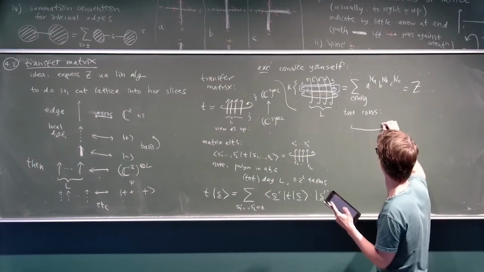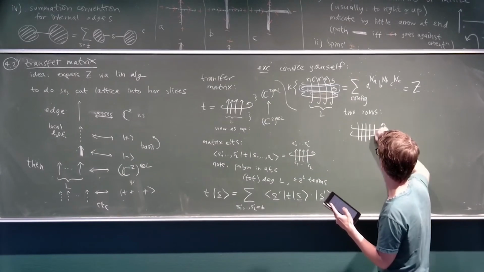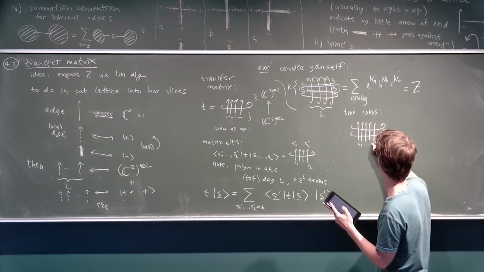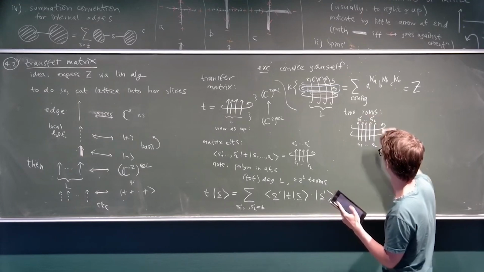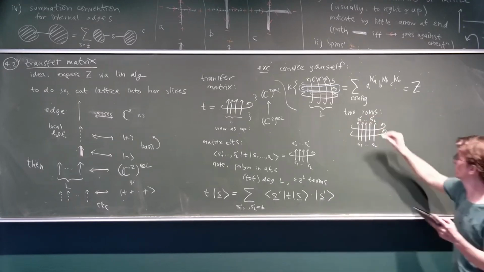So let's draw the picture first. So we have 2 of these rows. Then we have some number of edges. And let's again fix the spins, S1 to SL horizontally and S1 prime to SL prime from the bottom to the top. Actually, let's call it S double prime.